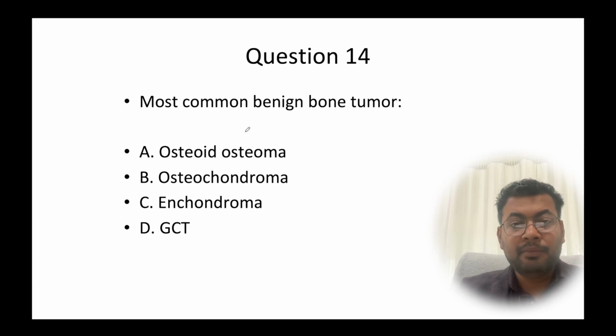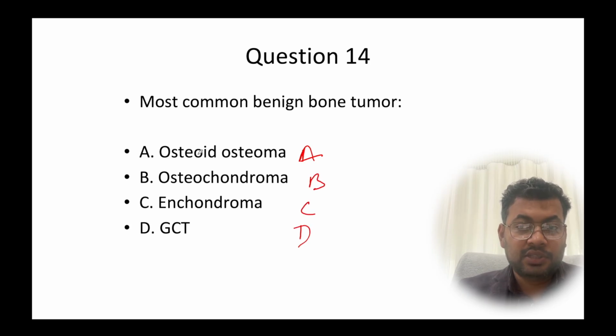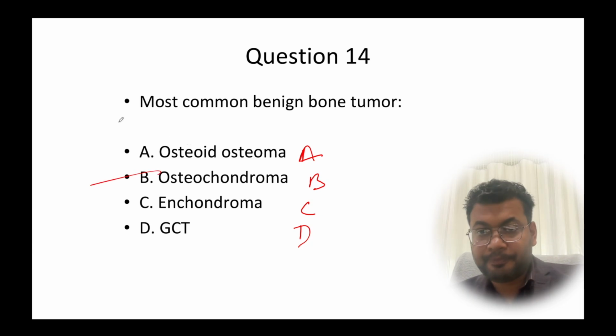Most common benign bone tumor: osteosarcoma, osteoid osteoma, osteochondroma, enchondroma, or GCT. So the most common benign bone tumor is osteochondroma, B.